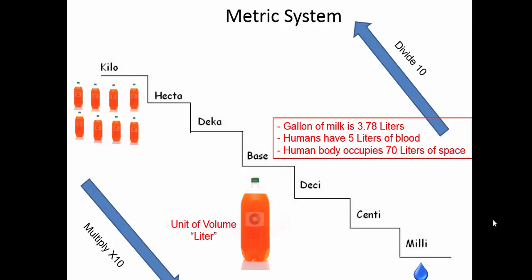Now, here's some reference points as always. A gallon of milk is 3.78 liters. Humans have 5 liters of blood. And if you put a human being into the bathtub or into a pool, it will occupy 70 liters worth of space, average size adult. So notice the same rules are applied to a liter to get these different smaller or bigger units as we did with the meter. And that's the big power of the metric system.